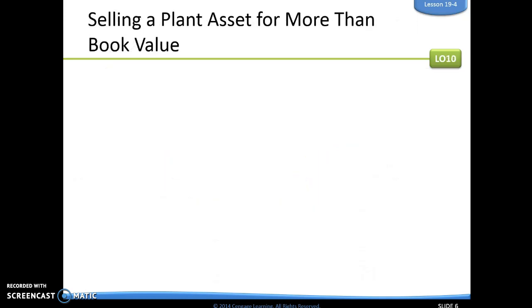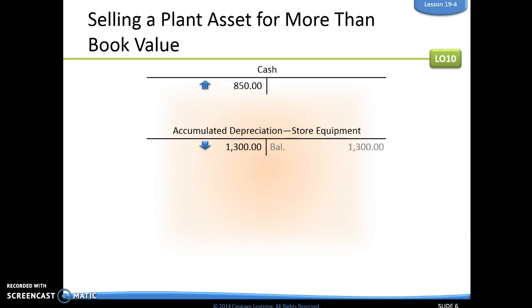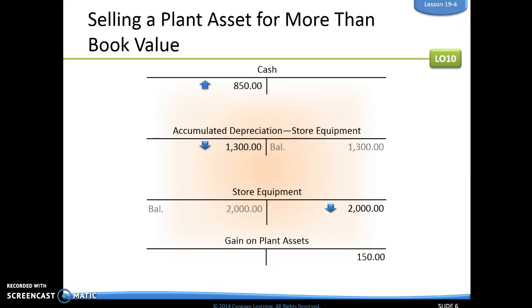Next one, we're selling a plant asset for more than book value. So for this plant asset, we're receiving $850. Our accumulated depreciation that we're getting rid of is $1,300. The store equipment that we're getting rid of is $2,000. So when we look at this, our debits and credits do not equal. So here, we're going to have a gain on plant assets. We're gaining $150. So we're going to credit that.